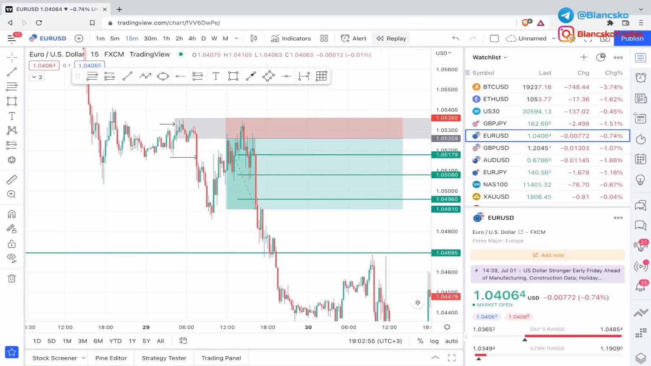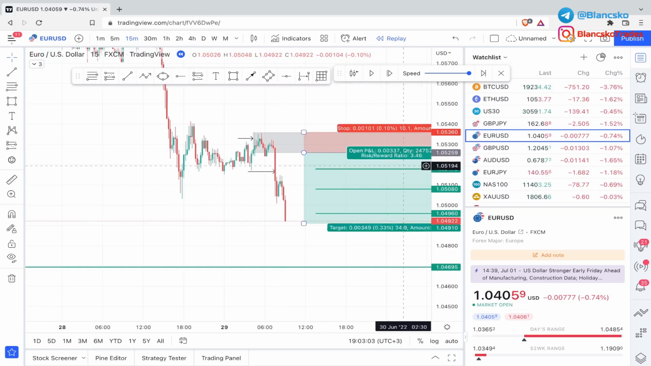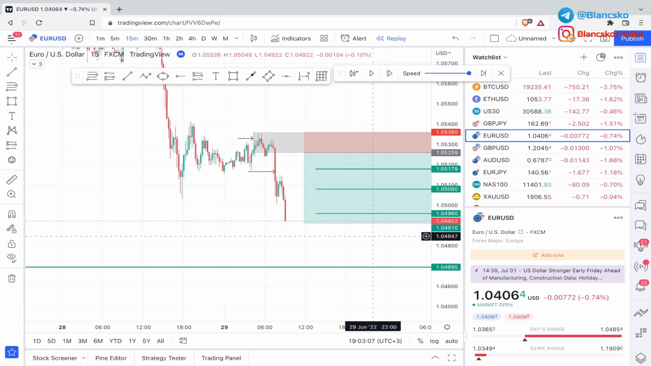So let me use the bar replay. This is where I send the signal. I just woke up, I was analyzing, and this is where I send the signal. And I send the signal of what? Of a sell limit pending order with the entry at 1.05260, stop loss at 1.05360, and then I send the take profits. After that, I just left the charts. I just left the MT4 because I entered my pending order, and now all I had to do is wait for it to get triggered. So let's see what happens.